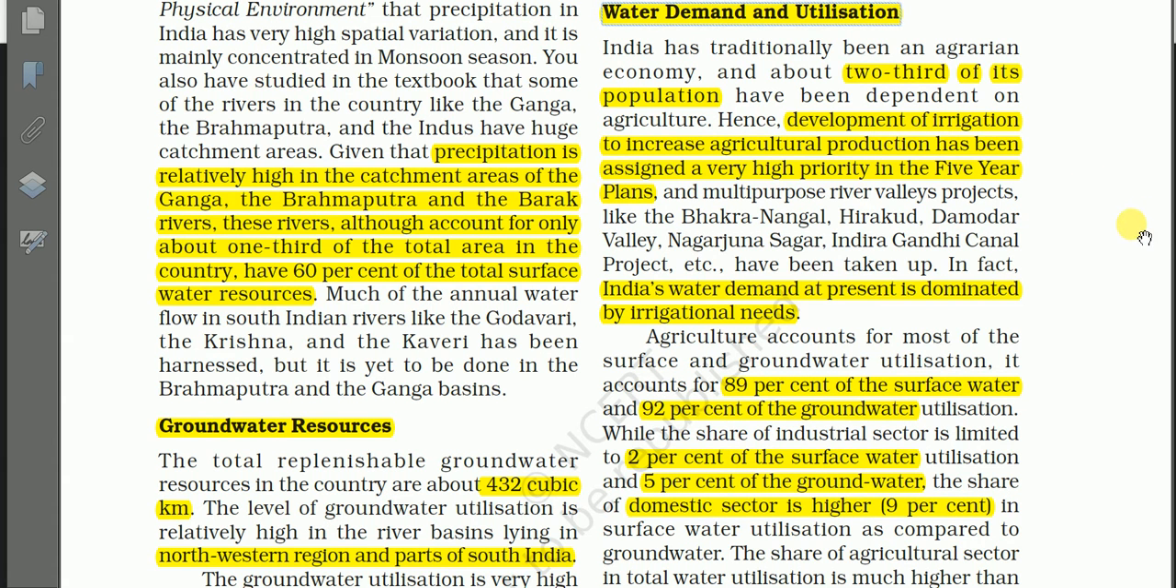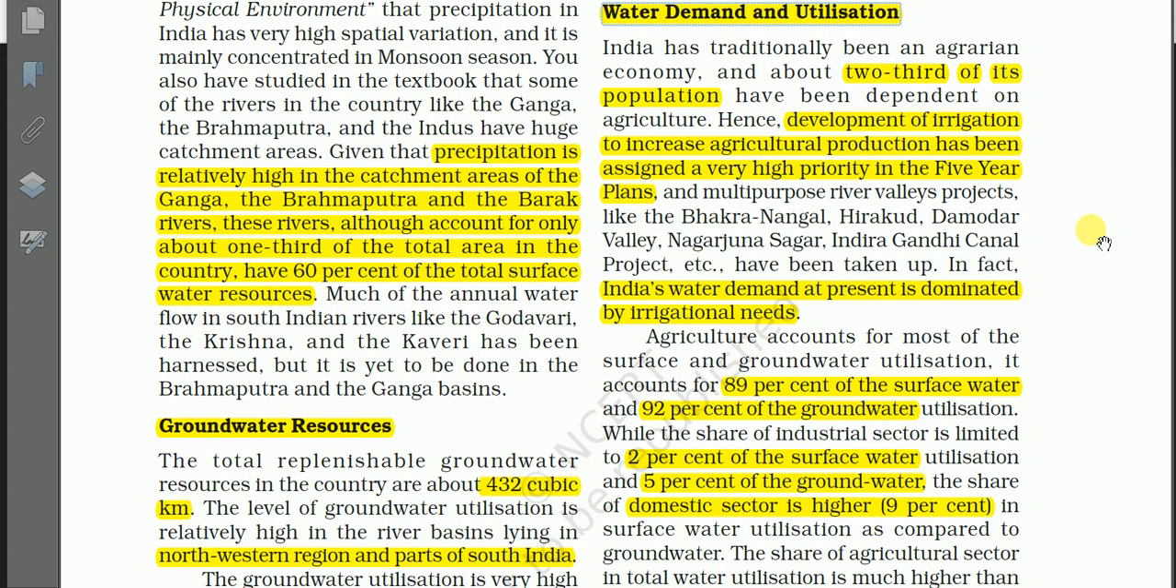Water demand and utilization. Yesterday we discussed surface water resources, groundwater resources, and water resources along the sea coast, that is, water resources in the lagoons and the backwaters. And now let us read about water demand and utilization in India. How do we use water? Okay, so let us read.